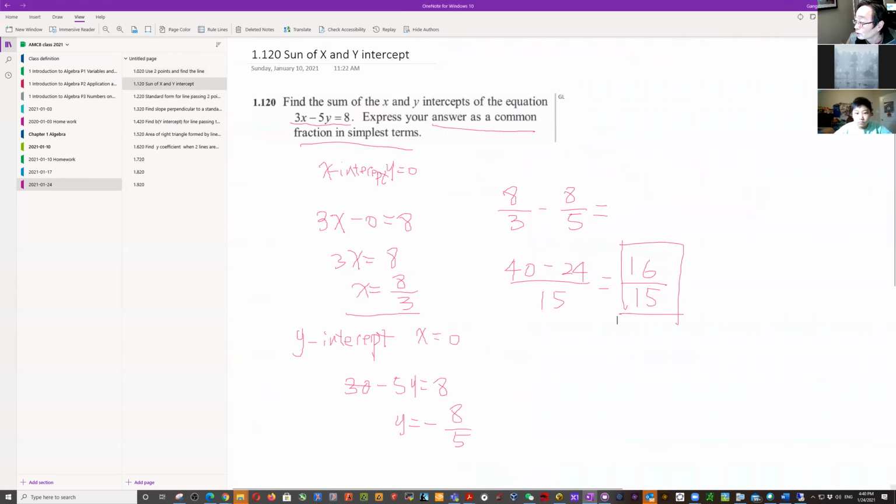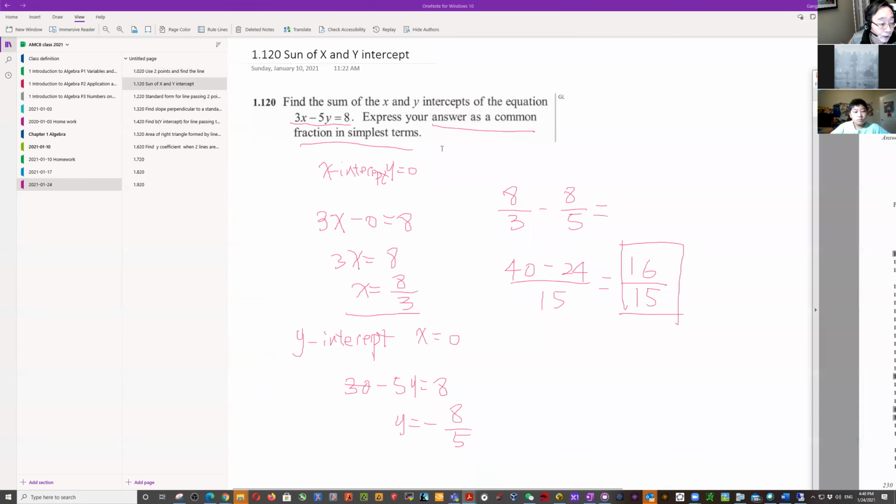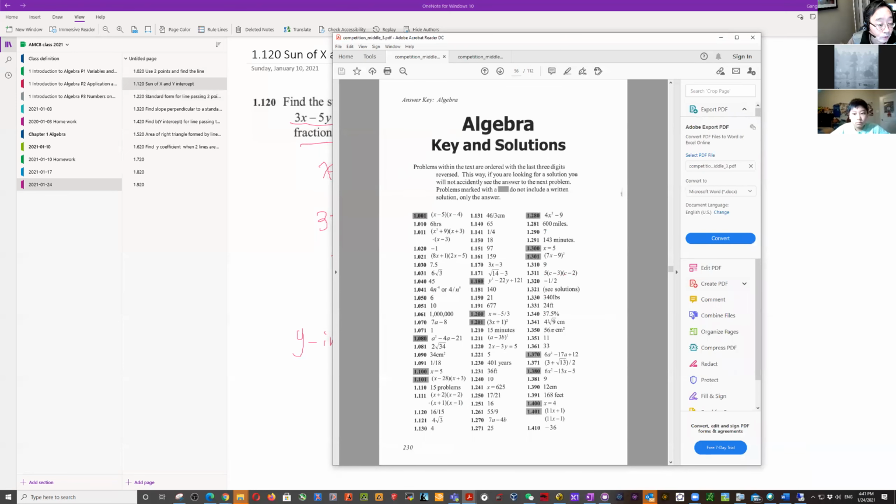And the second question is 1120, 16 over 15. 1120, 16 over 15, that's right. And then the third problem, 1220. 1220 is 2x minus 3y equals 5.